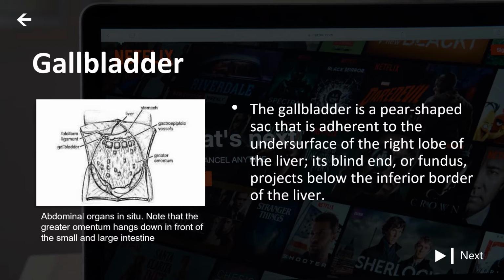A gallbladder functions as a concentrating reservoir for bile, which it delivers to the duodenum in response to meals. So when we eat, the gallbladder contracts or squeezes to send bile into the digestive tract.